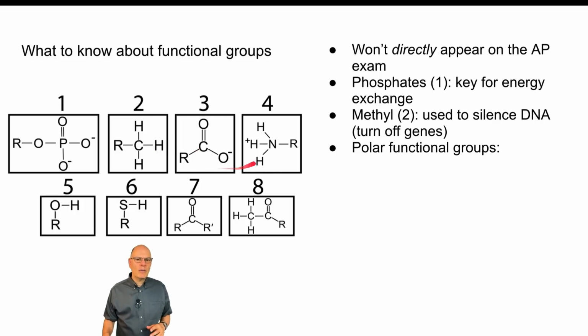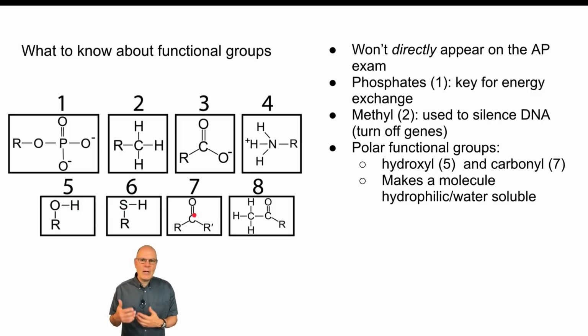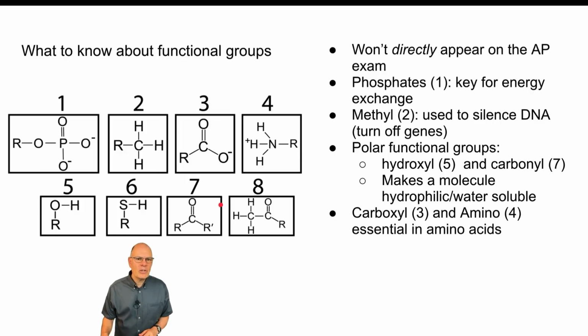There are a couple of polar functional groups to know about. There's the hydroxyl group at 5, the carbonyl group at 7, and they make molecules hydrophilic or water soluble. The carboxyl group, that's at number 3, and the amino group, that's at number 4, those are essential in amino acids, which obviously have an amino group over here, have a carboxyl group.